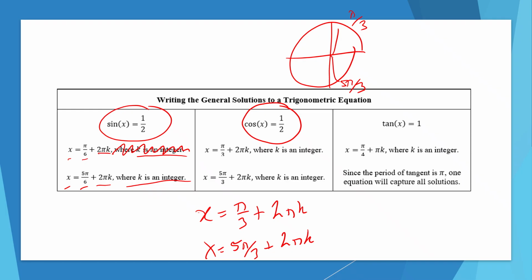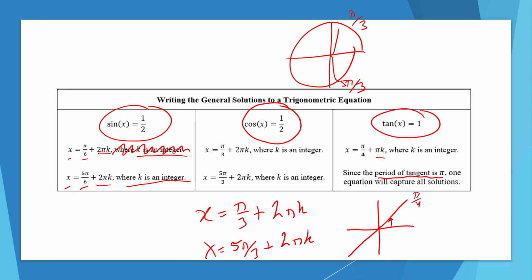If we take a look at tangent now, tangent is special, and so because the period of tangent is pi, not 2 pi, we only need to put plus pi k and find one solution. So let's take a look at when tangent is 1. I know tangent is 1 at a perfect 45-degree angle. And so here it would be pi over 4, which is right here.